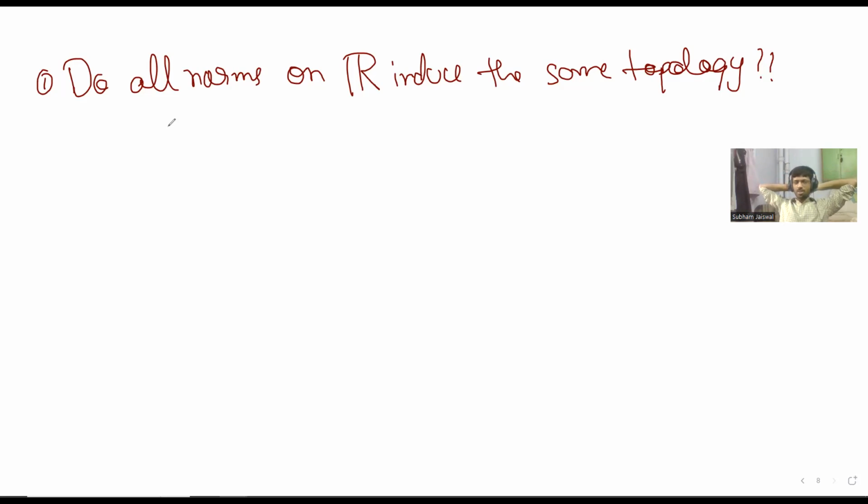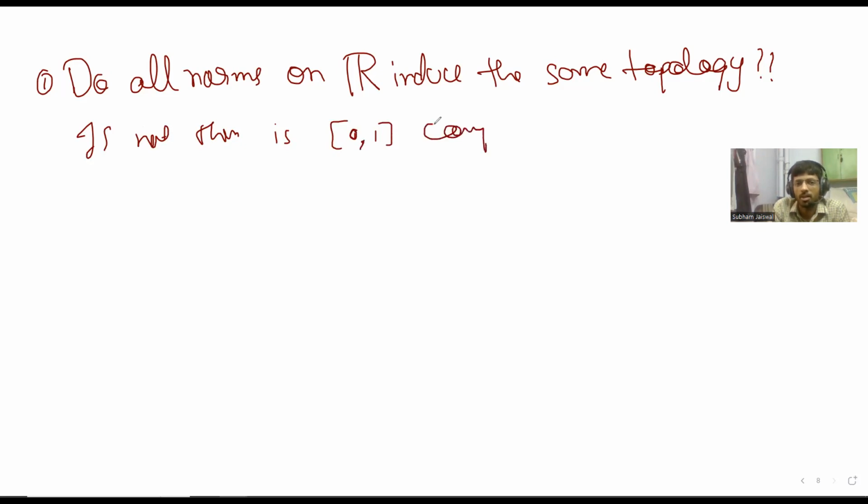If the answer to this is yes, or if not, then is this unit interval compact? And when we say R here, we should really say R as a field with the usual order. We are not putting the topology as yet. We want to just put norms now and see what topologies we can get.